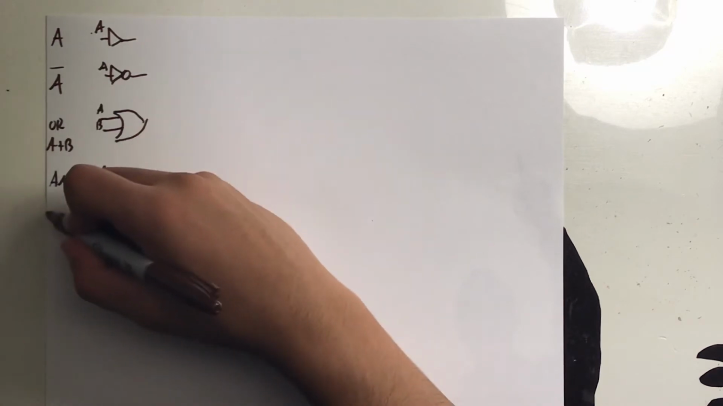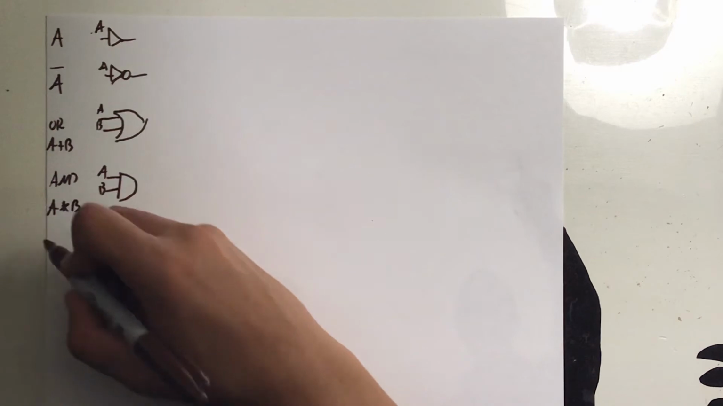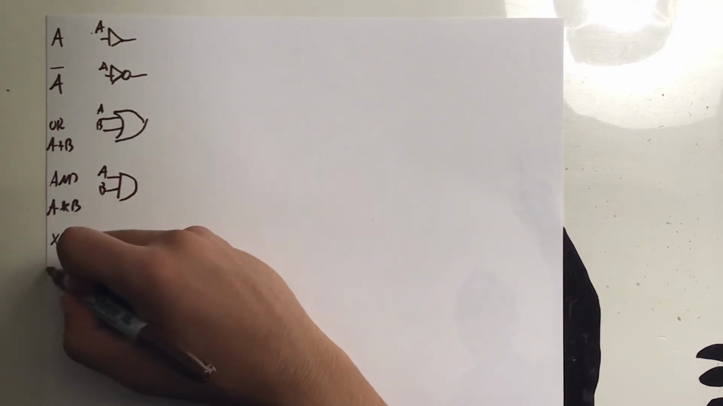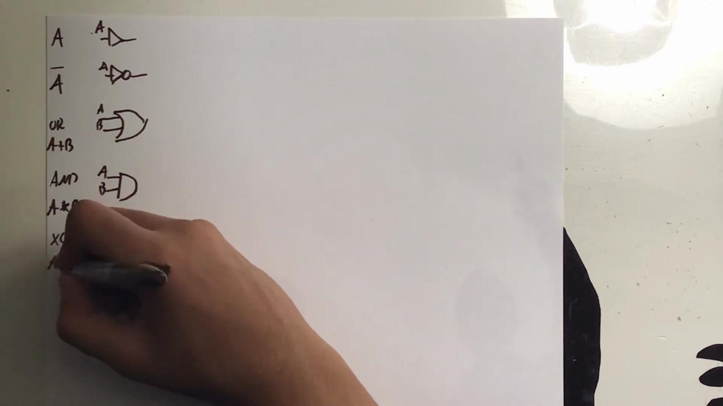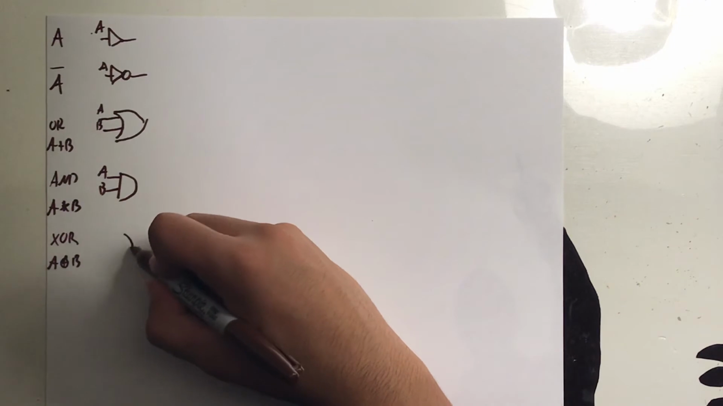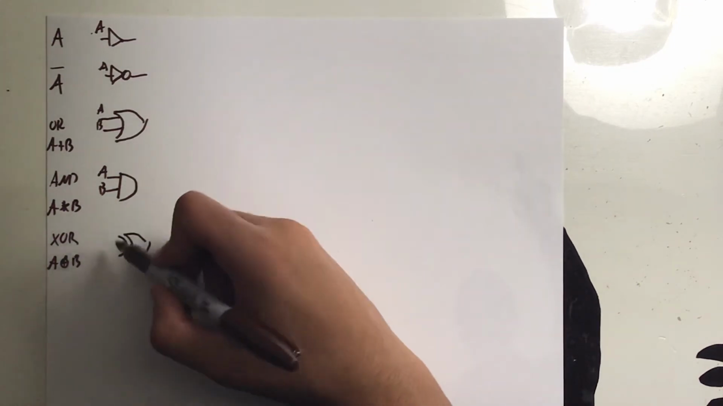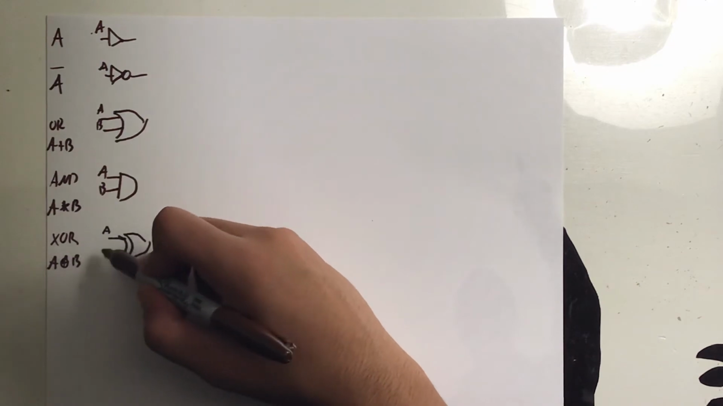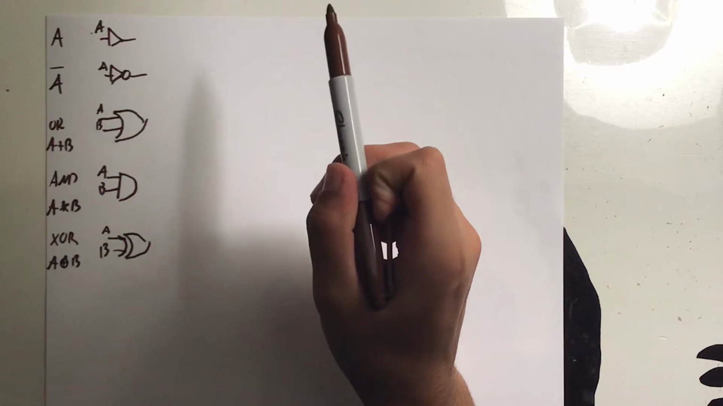A, B, so it's going to be A times B. If you want to exclusive or something, let's say A exclusive or B, I think of it as or. You do the or symbol, and then you write another curve, and that's how you know it's exclusive or.